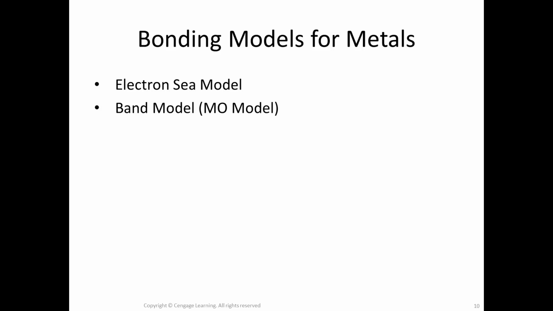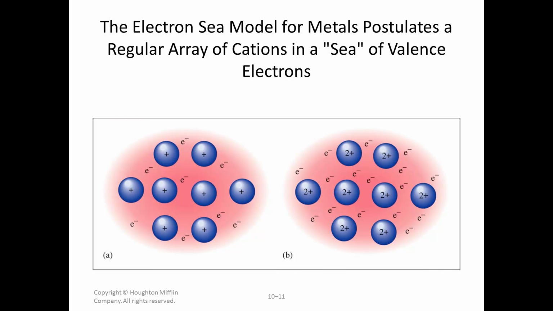Now we have 2 different bonding models for metals. We have an electron-sea bonding model and a band or molecular orbital bonding model. In the electron-sea model for metals, we postulate a regular array of cations in a sea of valence electrons. So we have positively charged cations sitting in this sea of electrons distributed evenly over the positively charged cations.